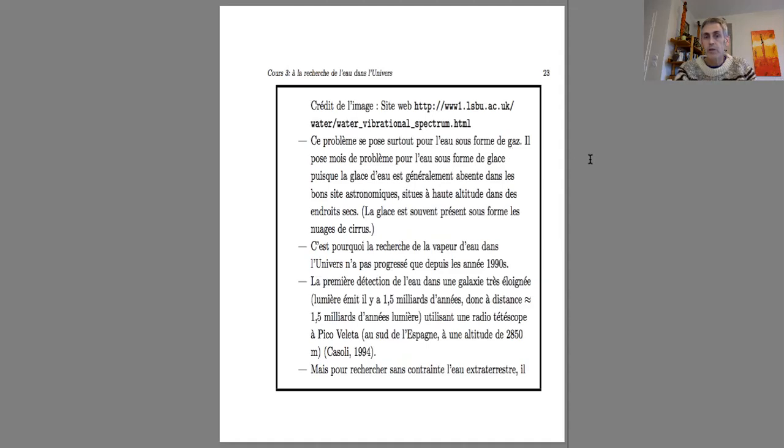This problem is mostly due to water vapor, but in principle, ice would also absorb and does absorb microwaves and infrared, but we can get around that, mostly the problem for the ice, by putting our telescopes in very high mountains in very dry regions. But it's hard to get around the water vapor, which is just everywhere in the atmosphere.